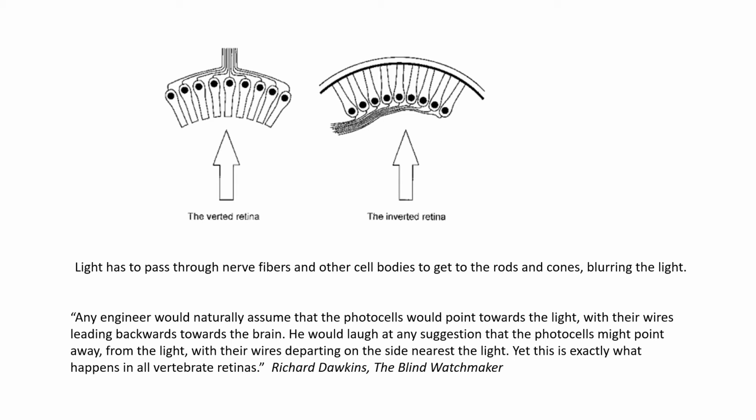And this was felt to be an engineering design flaw. Why would you make the light have to go through a bunch of cell bodies and nerve fibers, blurring it and scattering it before it gets to the actual photoreceptors of the eye? And so when this detailed structure was discovered, this was taken by the anti-design camp as very strong evidence that there is no such thing as divine design.